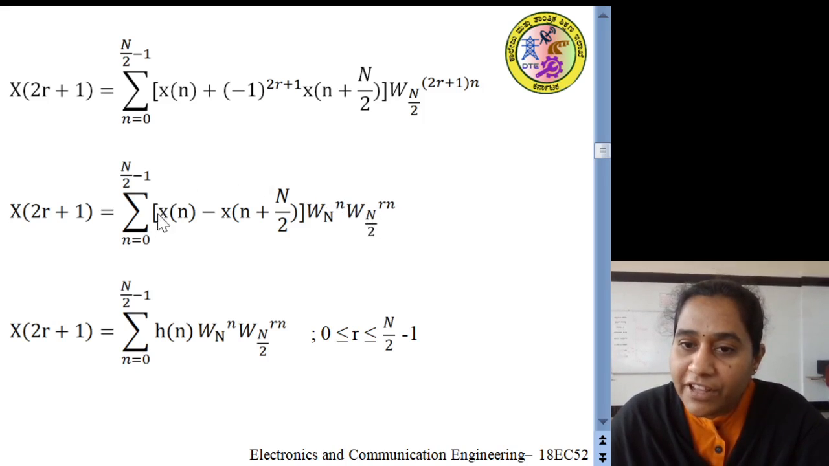And if we replace the terms in this bracket with h of n, we can represent X of 2r plus 1 as summation n varying from 0 to N by 2 minus 1, h of n into WN raised to the power of n into WN by 2 whole raised to the power of rn. This is for the value of r varying from 0 to N by 2 minus 1, so this X of 2r plus 1 has N by 2 samples.